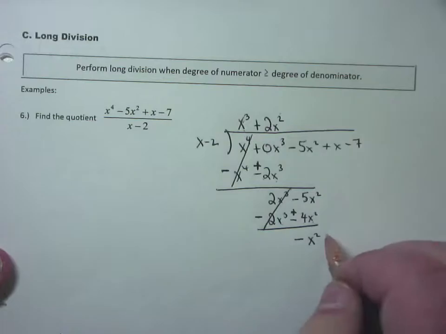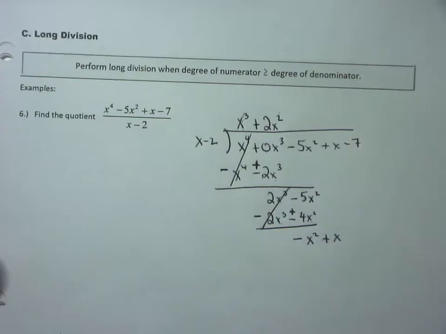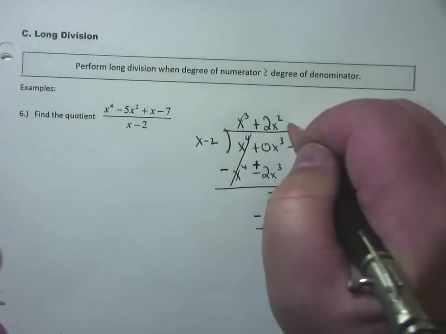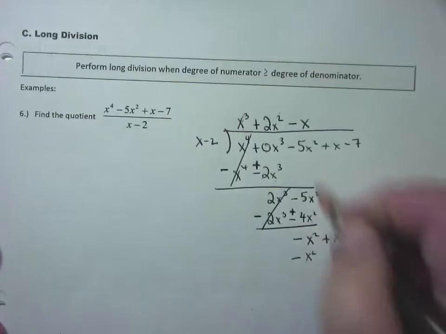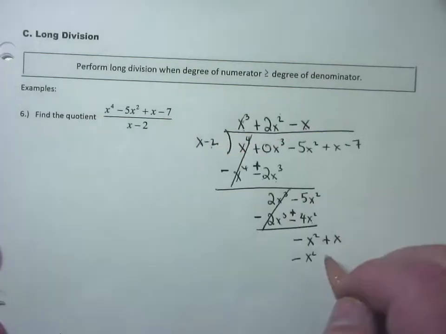I bring down my next victim, plus x. And I play the game all over again. What times x is negative x squared? Negative x. So a negative x times a positive x is a negative x squared. A negative x times a negative 2 is a plus 2x. But then what do I do? Subtract, catch a pattern.